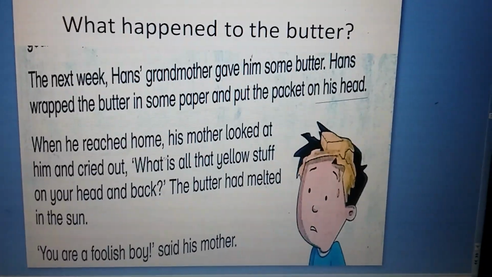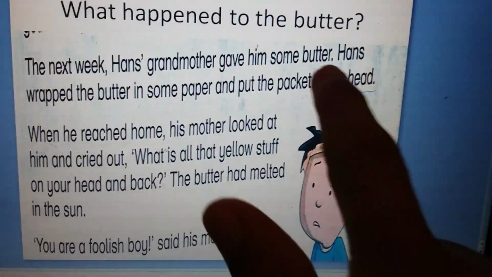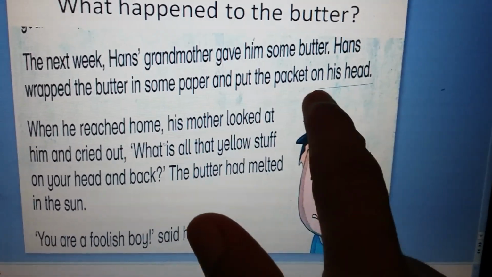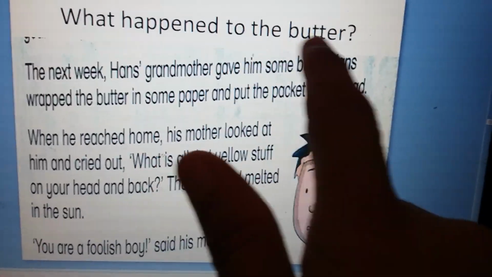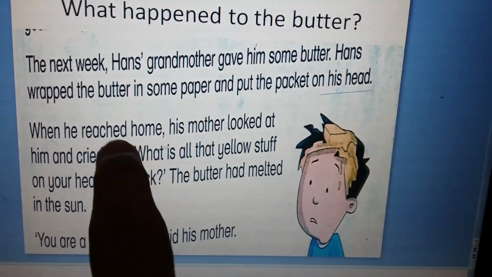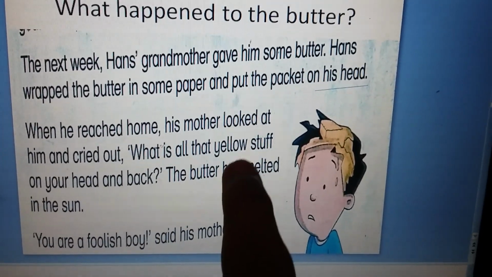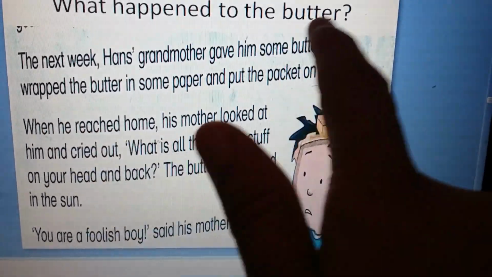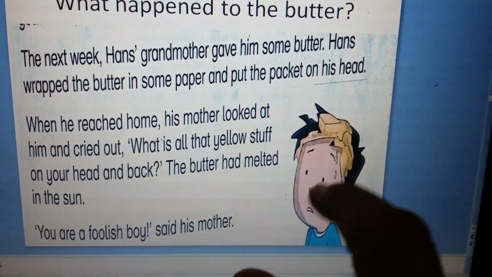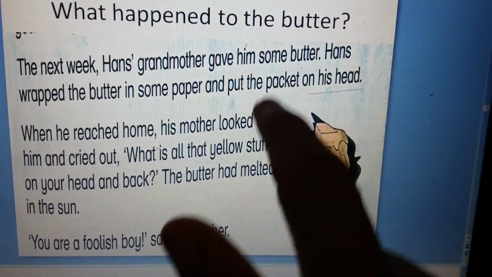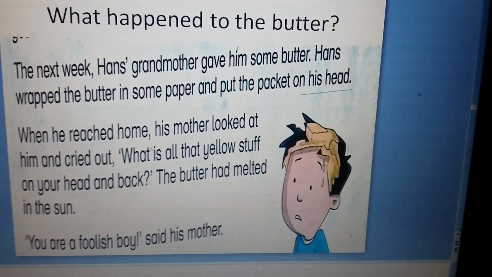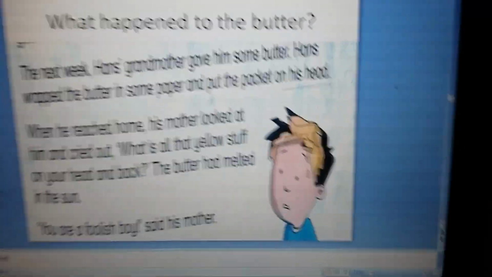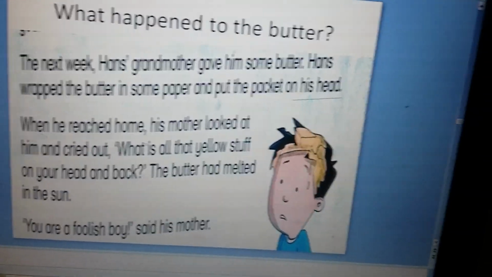Next question is, what happened to the butter? He wrapped the butter, or he put the butter on his head. What happened to the butter? The butter was melted. It is also an answer that the butter had melted in the sun. Or he put the packet of butter on his head, and it had melted in the sun, or it was melted in the sun. Both are correct.